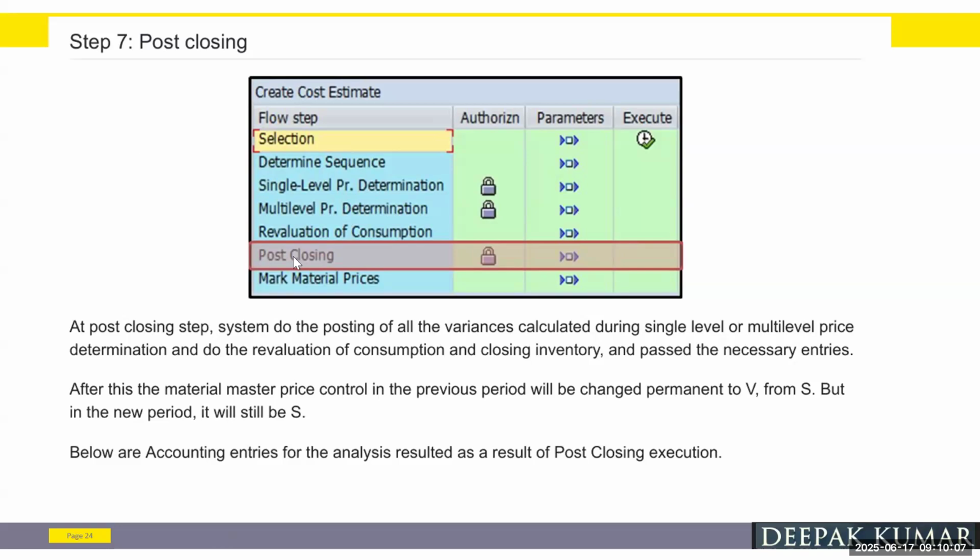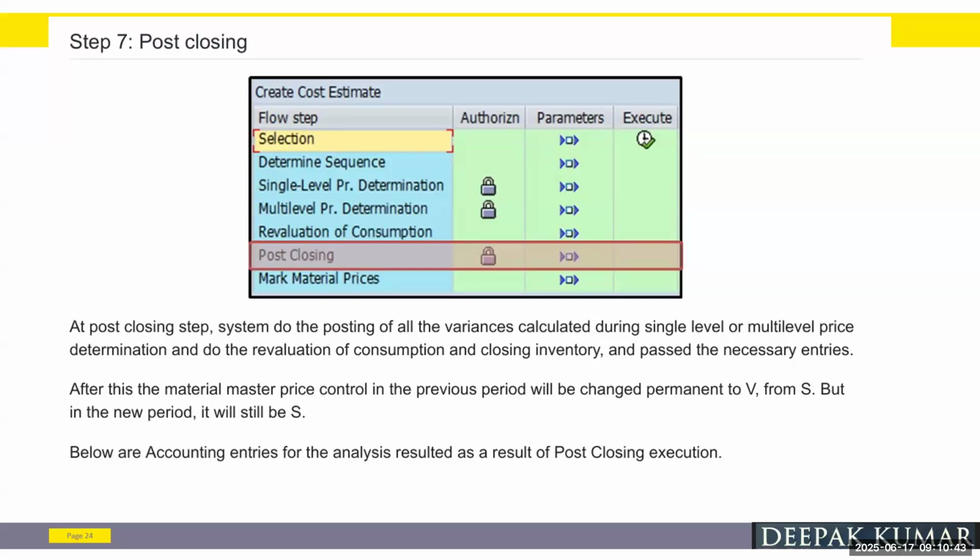When we are doing this post closing step, for the previous month, for example May, it will change the price control to V, but for June, it will be S. Always S. This is what happens internally. It changes the price control permanently to V.